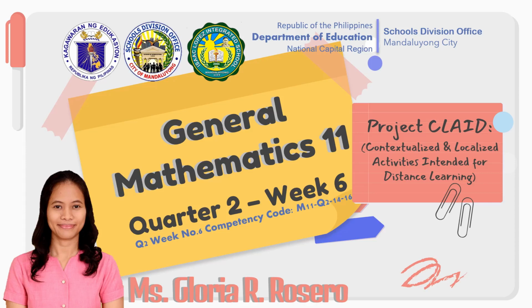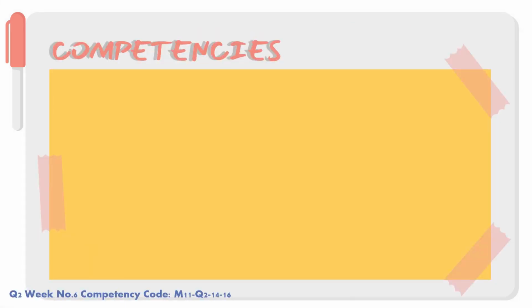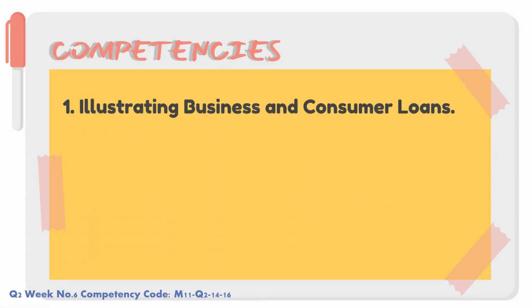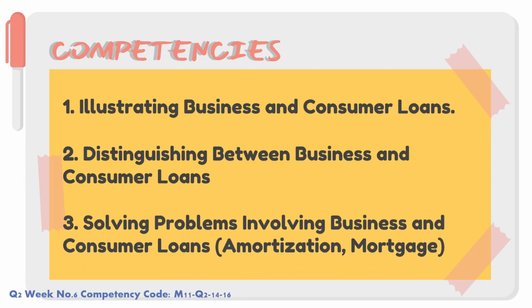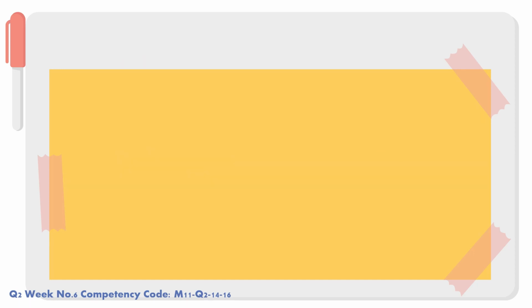On this video, I will be discussing Module 6 on Quarter 2 of General Mathematics 11 with the following competencies. Number 1, illustrating business and consumer loans. Number 2, distinguishing between business and consumer loans. Number 3, solving problems involving business and consumer loans.